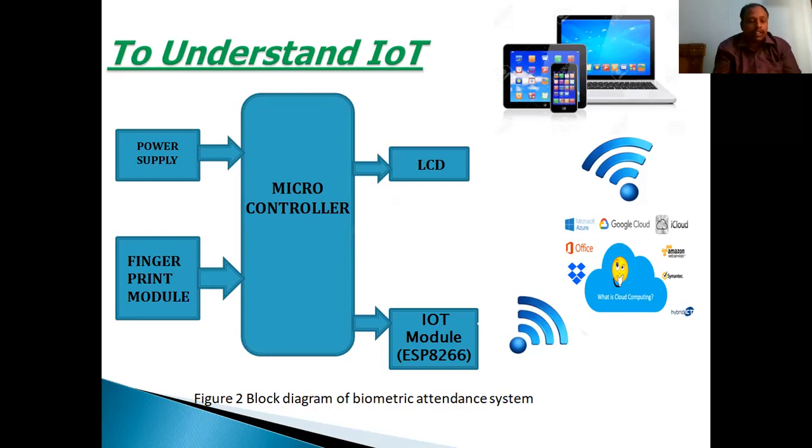Let me say I'm giving my attendance in my office, so I give my biometric. For my biometric, the ID will be registered. That ID number will be taken by the microcontroller, and the microcontroller passes it to a small IoT module. Here I have taken the ESP8266 in my project.